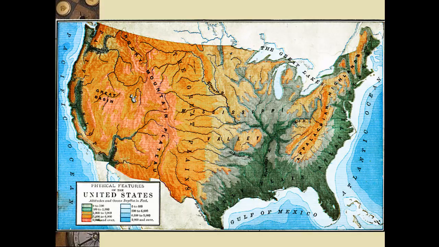These are showing us physical features. All of this existed before humans did. All of it. And once we're gone, it'll still be there. That is what makes a physical map a physical map. Did this exist before humans? If so, then it's a physical map.